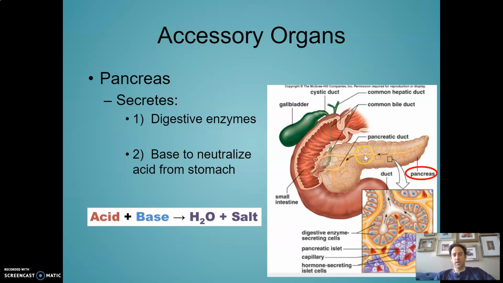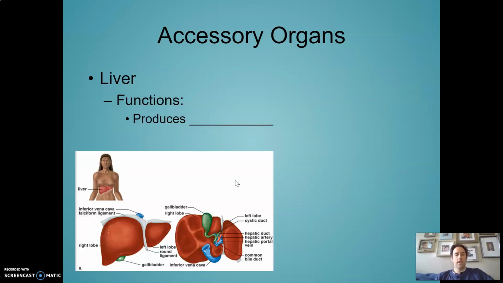If this function isn't working properly, you can get an ulcer in that small intestine. That happens sometimes. The liver is next. The liver is the largest internal organ in the body. You may remember that the skin is the largest organ overall, but inside the body, the liver is the biggest one. And it does a ton of biochemically technical stuff. It's hard to explain to a first grader what the liver does because it's kind of complex. But one of the main things it does is it produces something called bile.